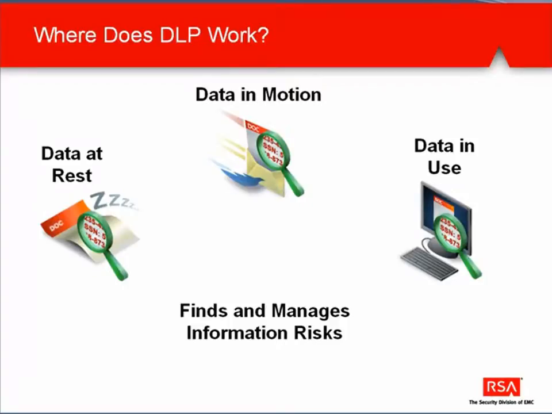Data in motion, on the other hand, is information that is moving outside of the organization, or data that's moving internally between employees. Examples of this are email and file transfers. And lastly, data in use is information as it's opened and used by various programs in the organization, whether it be an Excel spreadsheet or a word processing document.